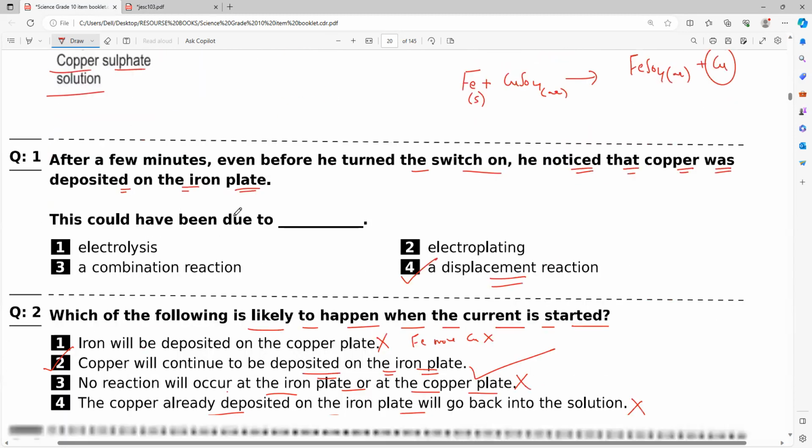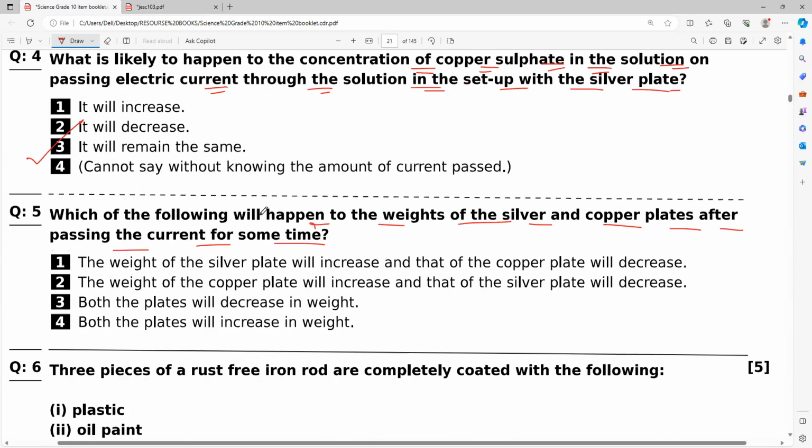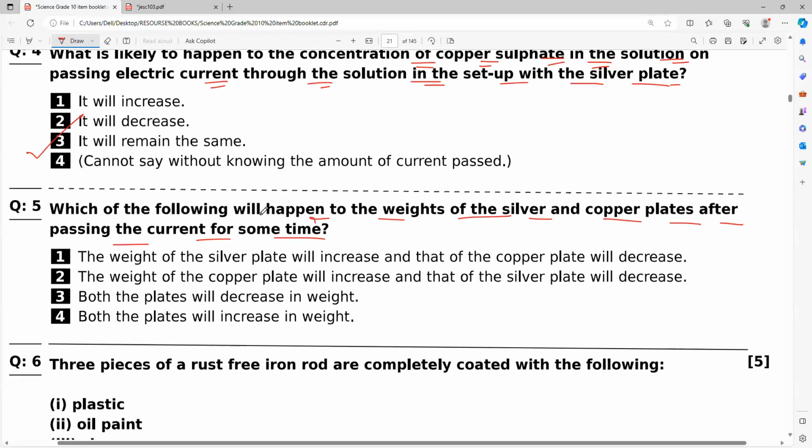The silver plate's thickness will increase. Yes, the weight of the silver plate increases and the copper plate's weight decreases. So even the first option itself is that, so I can mark it. Clear, everyone? Now please respond, everybody. Understand or not? Yes, sir.